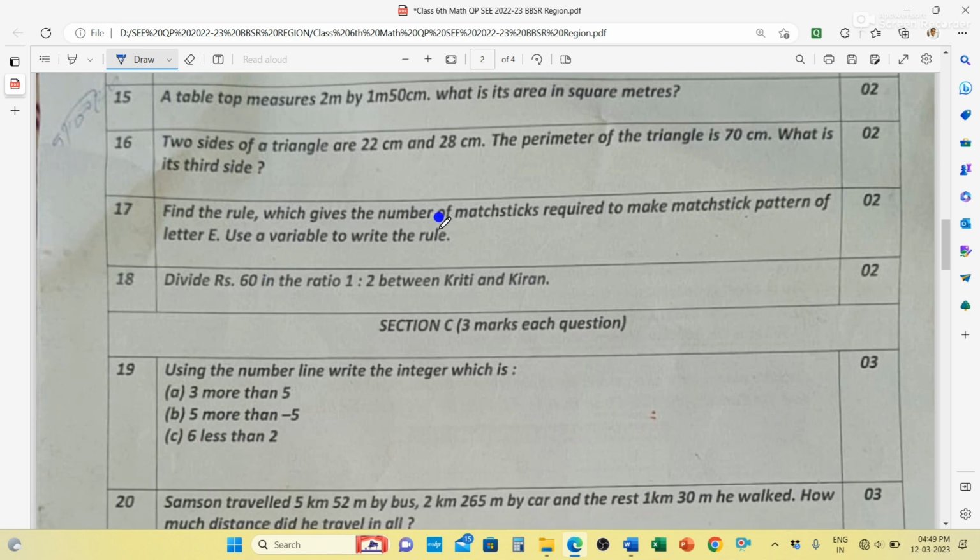Find the rule which gives the number of matchsticks required to make the matchstick pattern of letter E.